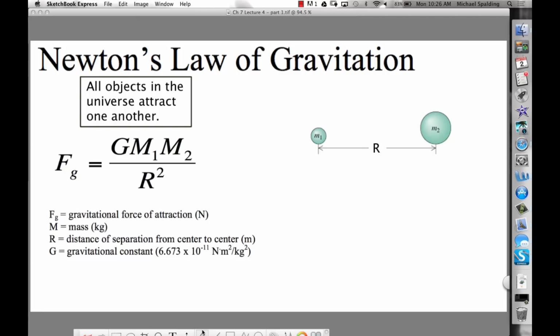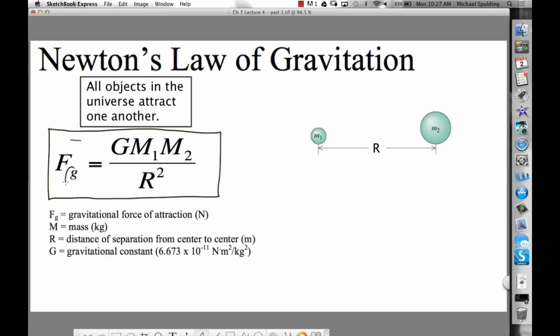Even though you can't see it or even feel it, what do we know to be true about these two masses? They're attracting each other. All objects in the universe attract each other. This is Newton's law of gravitation. Now, there's an equation for it. The equation for finding the gravitational force, the force of attraction between masses. It is a gravitational force of attraction.